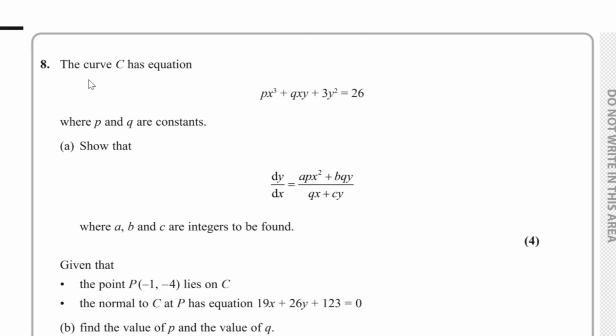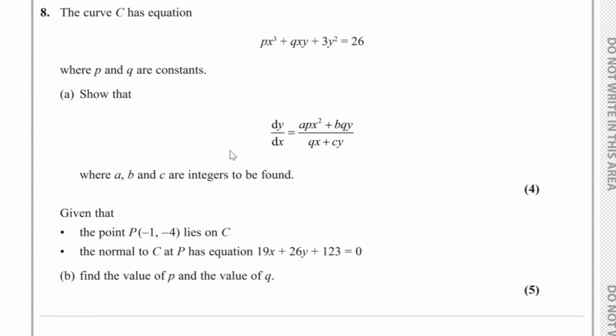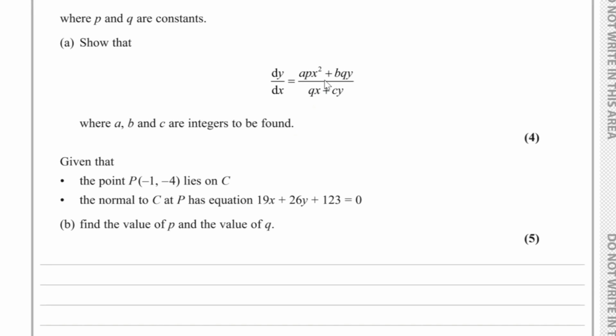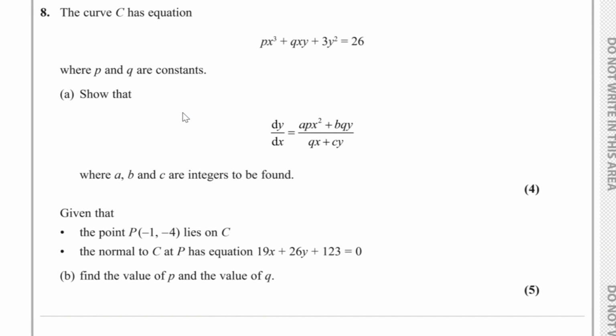Question number 8. The curve C has equation px cubed plus qxy plus 3y squared equals 26. P and Q are constants. For part A, we have to show that dy over dx is equal to ap x squared plus bqy over qx plus cy, where a, b and c are integers to be found.